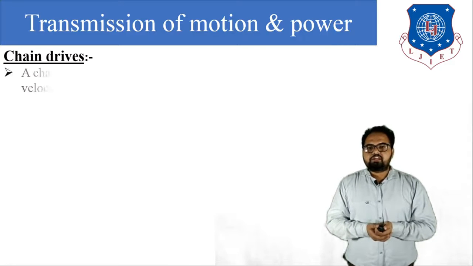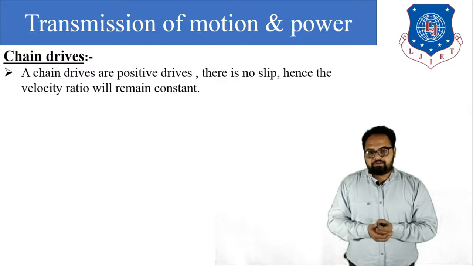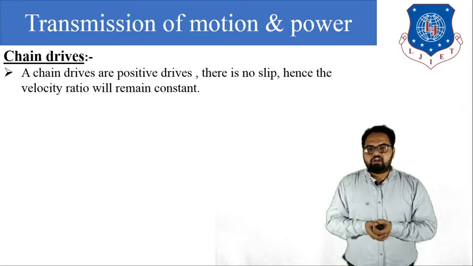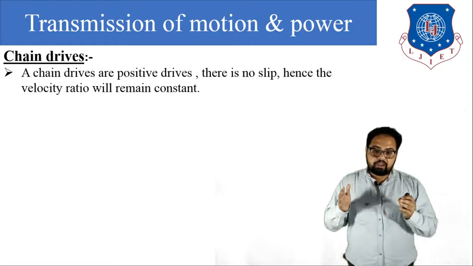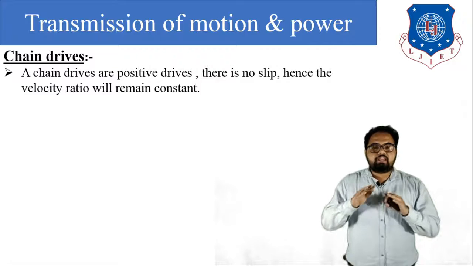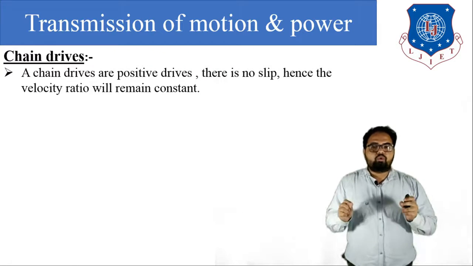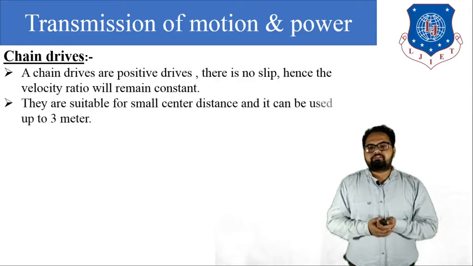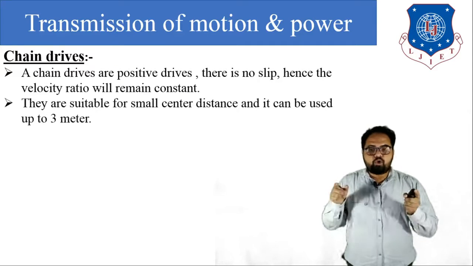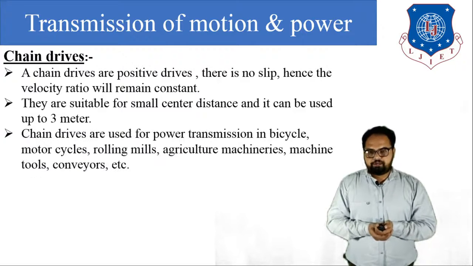Next topic is chain drive. We are already familiar with the word chain, and we have already seen the application of the chain drive. A chain drive is a positive contact drive and there is no chance of slip between the chain and sprocket. So the velocity ratio remains constant, and the chain drive is suitable for small center distance and it can be used up to 3 meters.